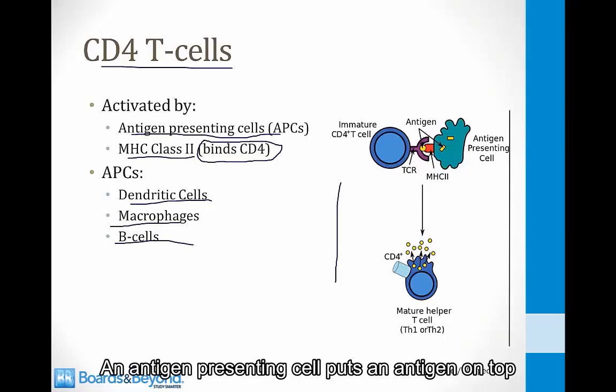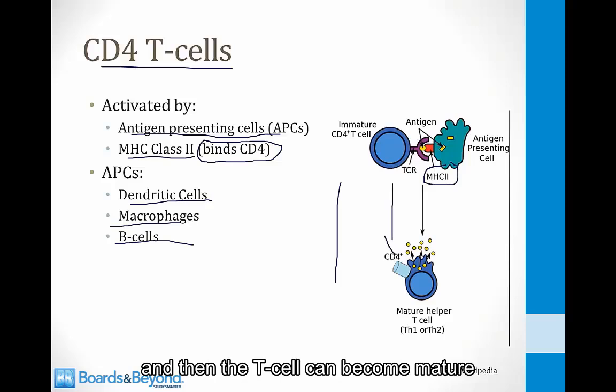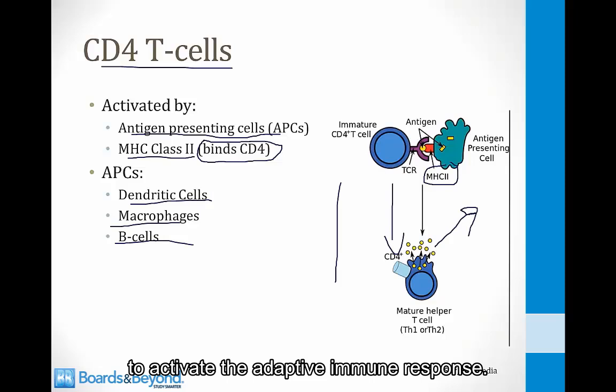An antigen-presenting cell puts an antigen on top of an MHC class II molecule, presents it to a T cell, and then the T cell can become mature and can begin secreting cytokines to activate the adaptive immune response.